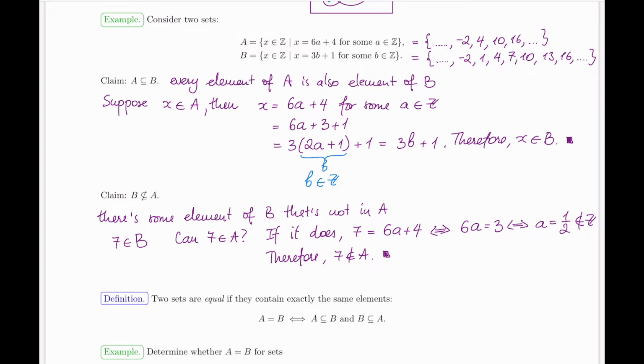Excellent. So this is how element proofs work. The reason we call them element proofs is because we are working with assuming something is an element of a set and showing that it either implies it's an element of some other set or it implies that it is not an element of another set. But the entire focus is on proving something about elements belonging to sets.